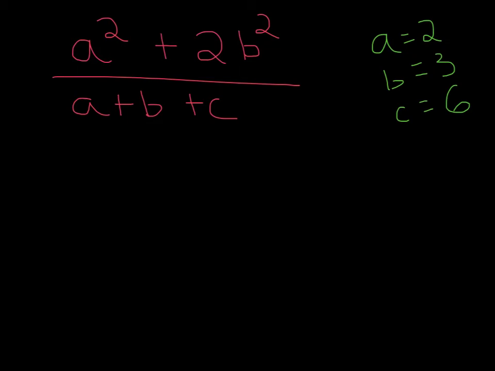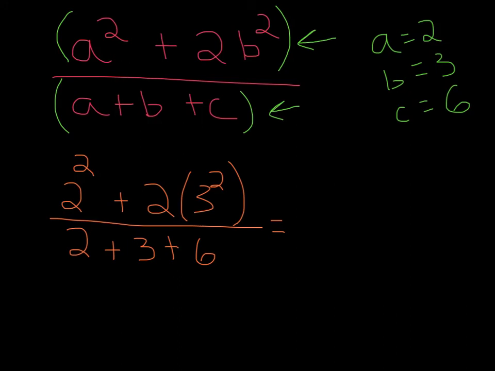Now, in this expression, when you have an expression divided by another expression, I want you to think that there are invisible parentheses here and here. So you need to simplify the top, the numerator, and then simplify the denominator, and then division is your last step. So let's substitute our numbers into our variables.